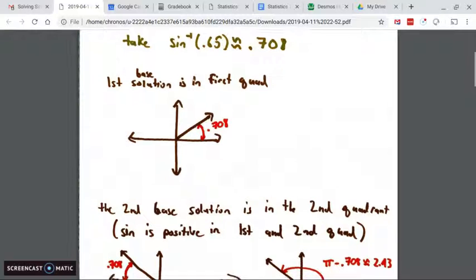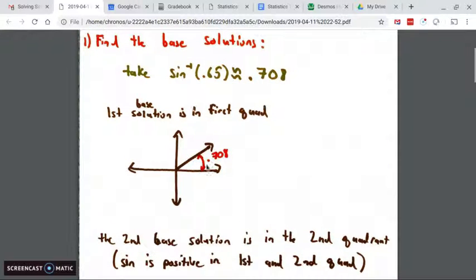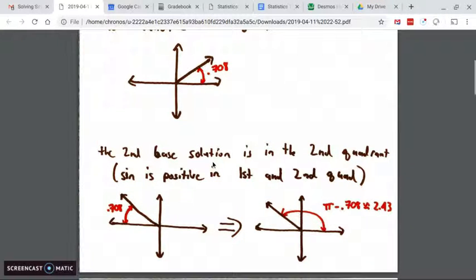And then I know that sine is positive in both the first quadrant and the second quadrant. So if I take this same reference angle and move it into the second quadrant, it's going to give me another angle that will also give me 0.65 when I take the sine. So I just draw this line in the second quadrant, make the reference angle, and then all I have to do is figure out what this angle is.